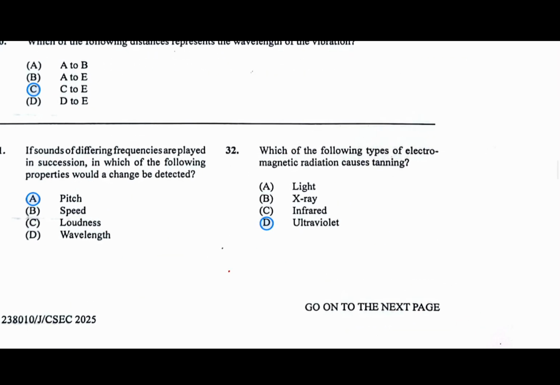32. Which of the following types of electromagnetic radiation causes tanning? So the answer should be obvious. It's ultraviolet, because when you go in the pharmacy, you can clearly see that the sunscreen protects you from UV rays, because UV rays are the harmful rays that could penetrate beyond your skin and cause long-term damage.